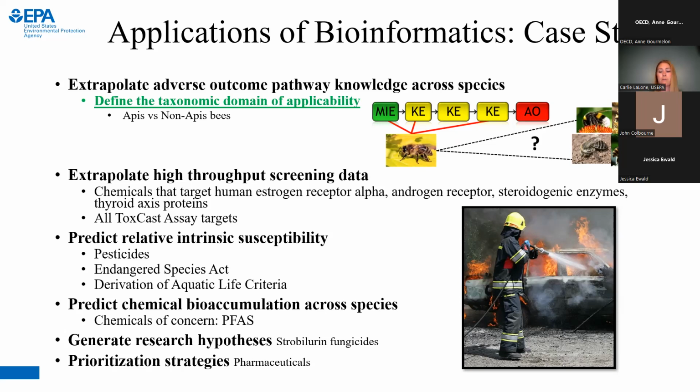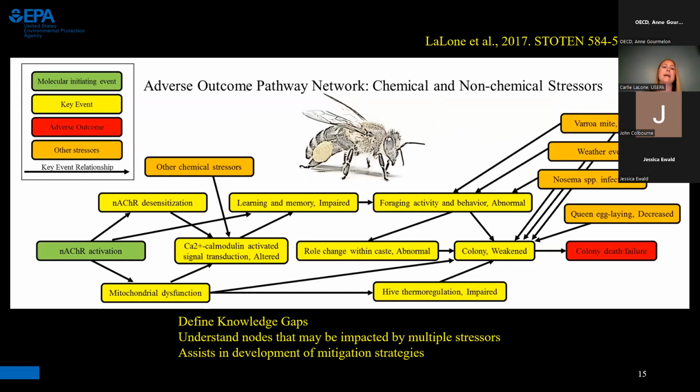But I think Dries did a really nice job of talking about how we can utilize these types of approaches. And our group specifically has outlined how we can look at adverse outcome pathway networks that already exist, specifically take out adverse outcome pathways, and apply these bioinformatics approaches along with different types of systematic review methods to be able to bring in empirical data to support the taxonomic domain of applicability.